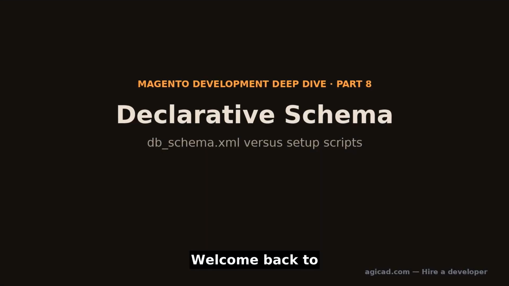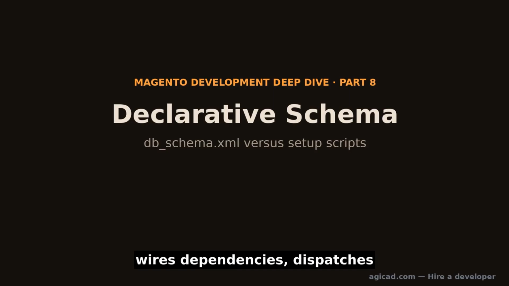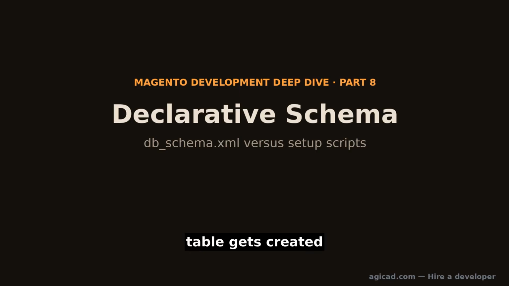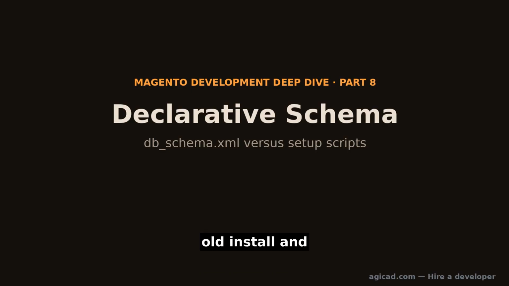Welcome back to Magento Development Deep Dive. We've covered how Magento boots, wires dependencies, dispatches plugins and events, and stores attributes through EAV. Part 8 covers how a table gets created in the first place: Declarative Schema, the system that replaced the old install and upgrade scripts.